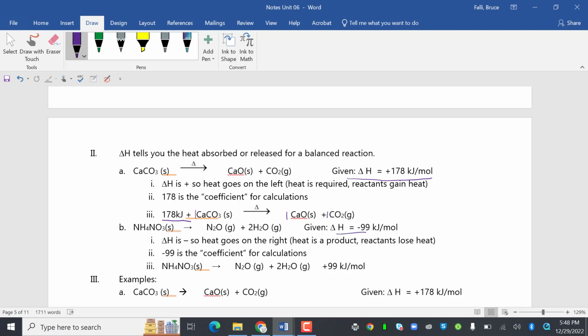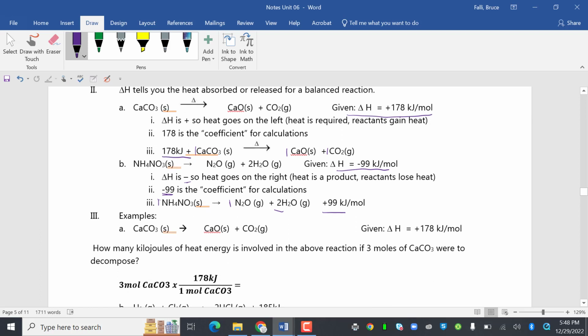If the delta H given was negative 99, that means that heat is going to be a product. Delta H is negative, so the heat goes on the right. Negative 99 is the coefficient that we'll use for calculations. So notice here, this goes with the balanced equation. 1, 1, 2, 99. All right, let's do some math.